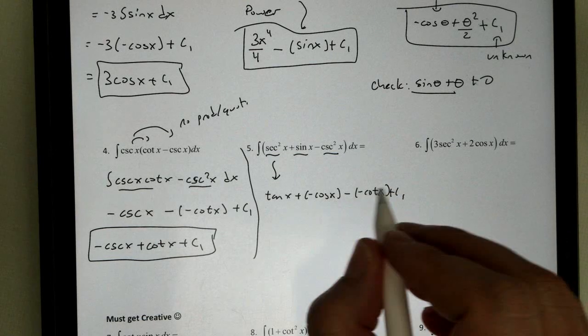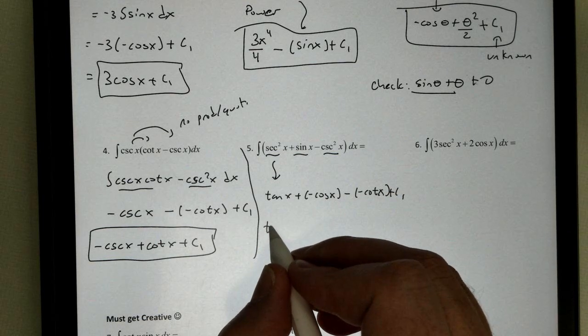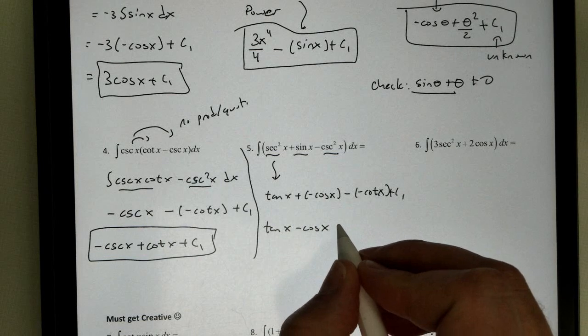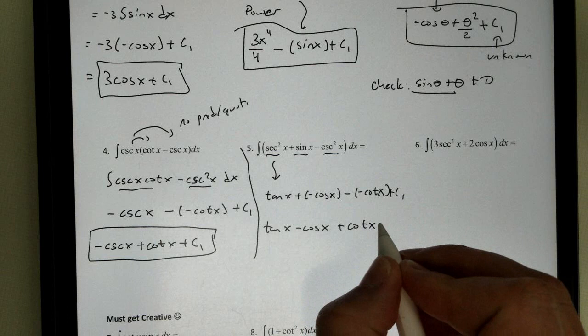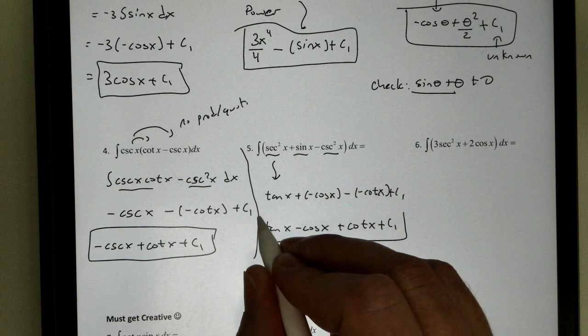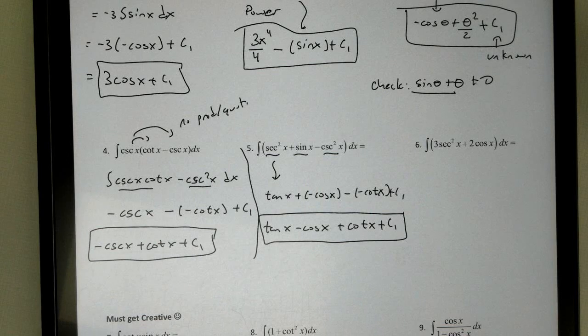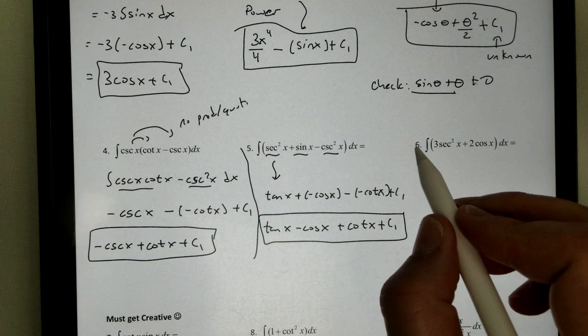I'm going to clean this up because I don't like all those negatives like that. So we get tangent of x minus cosine of x plus cotangent of x plus your constant of integration. Now there are other ways we can do this one as well, but that's just one of our answers for it. The problem with Trigs, there are many ways we can get different answers, and we'll talk about those over the rest of the year.